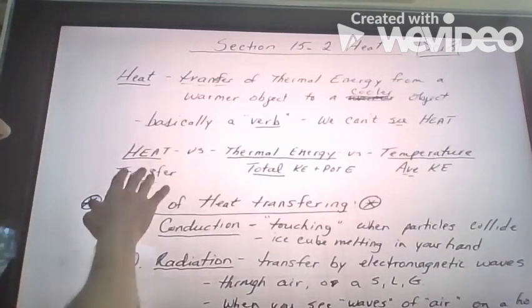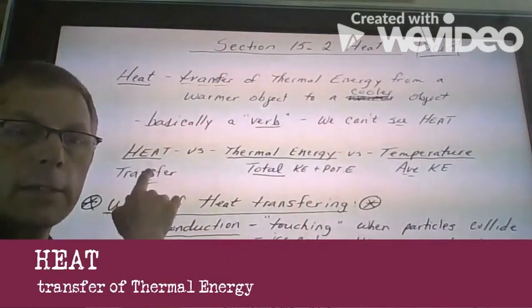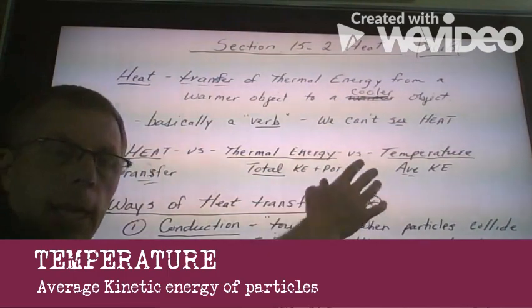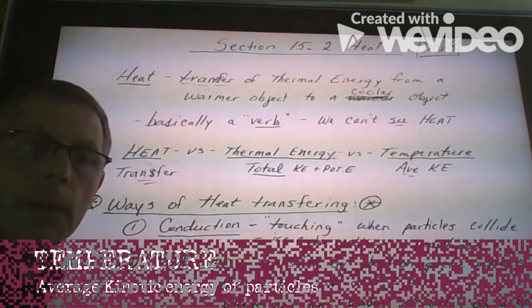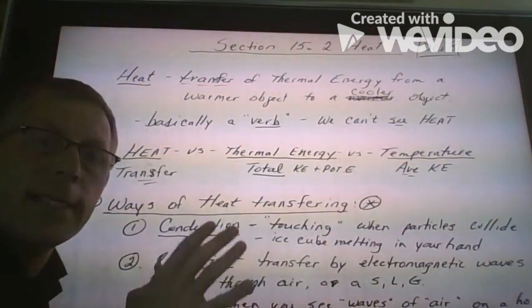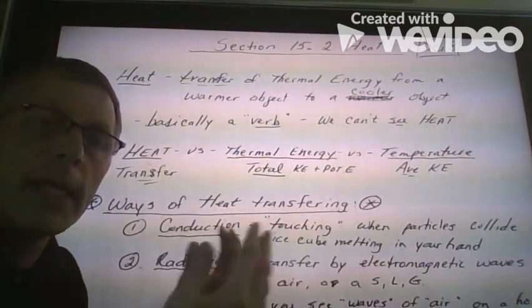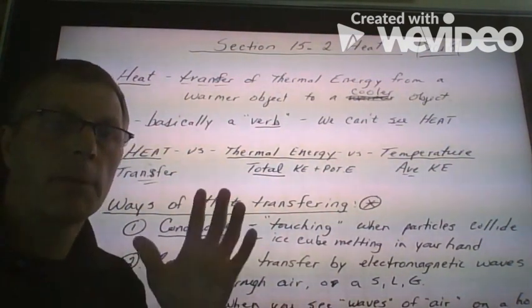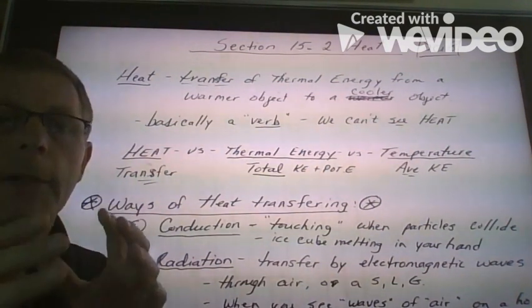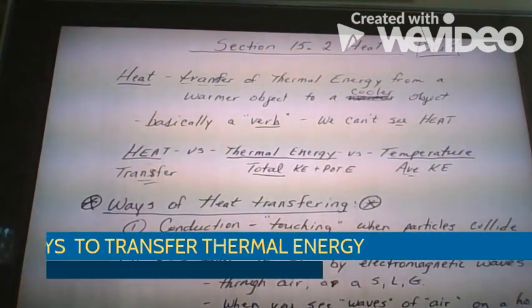But before we get to that, these are the three big things that we're talking about in this chapter. Heat is our transfer. Thermal energy is the total amount of our kinetic and potential energy, and temperature is our average kinetic energy of the molecules. These are three very distinctly different things that we use interchangeably on a daily basis. But scientifically, they are much different in the way they're described and the way they work. So how do we transfer heat? There are three ways.